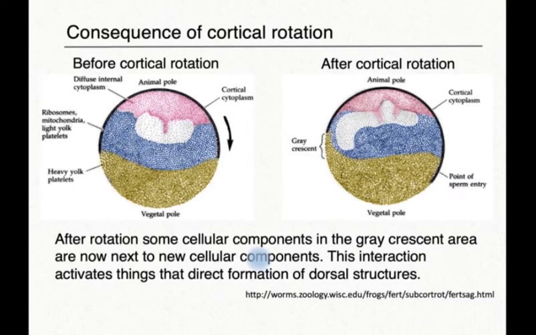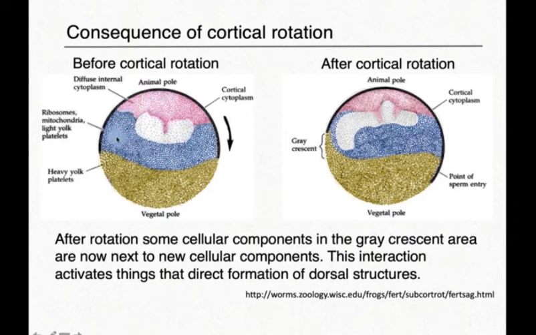So this gray crescent event occurs, but what's really the consequence of it, this cortical rotation? If we look at the egg before rotation, while the egg is relatively simple, there still is some structure to it. The cytoplasm isn't homogeneous throughout. You have the cytoplasm that's towards the top, the animal pole, which is less dense. It's kind of general cytoplasm.